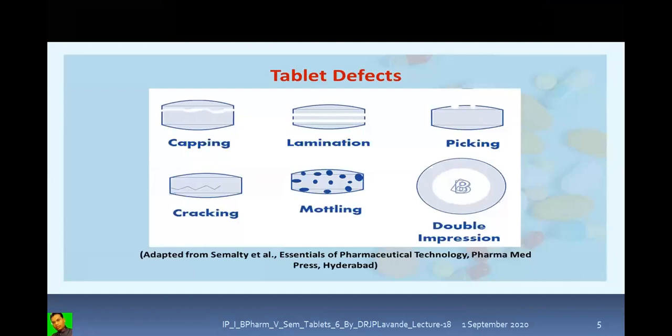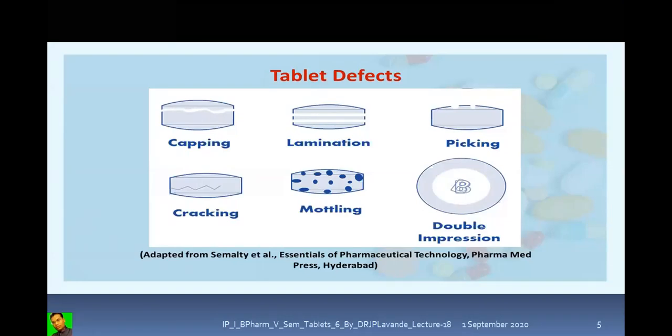So dear students, yesterday we had gone through the process of tablet compression and consolidation. Now what do compression and consolidation mean? Compression is nothing but the process of reduction in volume. And consolidation is a sequence of steps that occur during the process of compaction, during the process of compression.